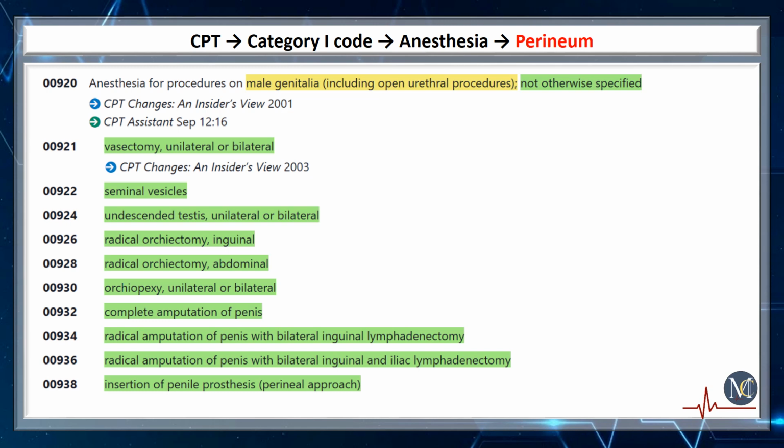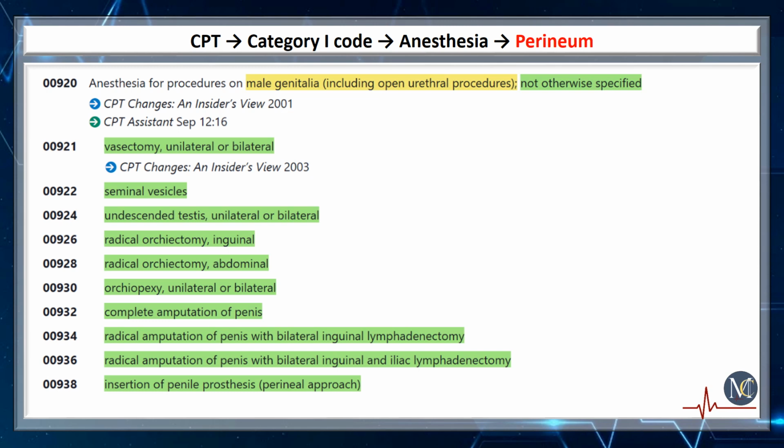Amputation is the loss or removal of a body part. The provider performs anesthesia service for a patient undergoing complete amputation or surgical removal of the penis, comprising primary erectile tissue. Next code is 00934, radical amputation of penis with bilateral inguinal lymphadenectomy.